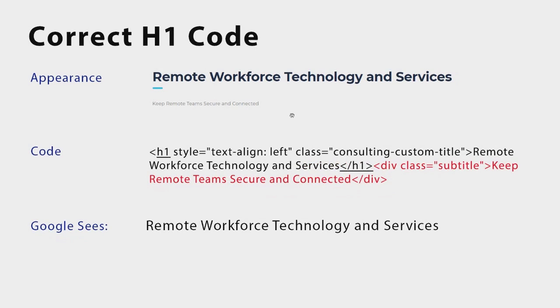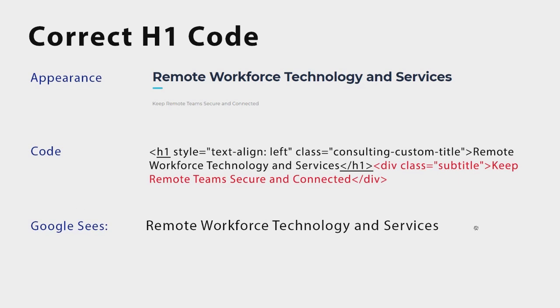Now, here's the correct version. Now, in the page builder, you can set this line to be either between the headline and the subhead or below it. So I change it to put it between just to see what would happen. And then I examine the code. Here's the beginning of the H1 tag. Here's the end. And notice that the subhead now is separate from the H1 tag. It's in its own division: keep remote teams secure and connected. And the only thing that's in the headline, the only text that Google's going to read is exactly what I want. Remote workforce technology and services. This is what Google sees.